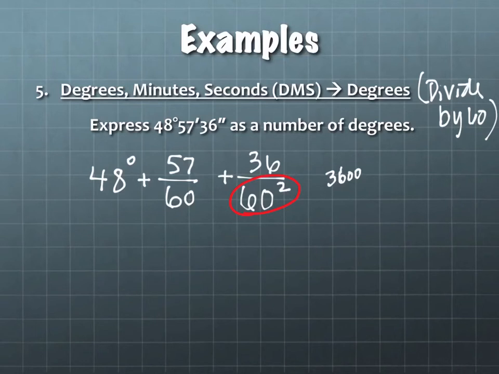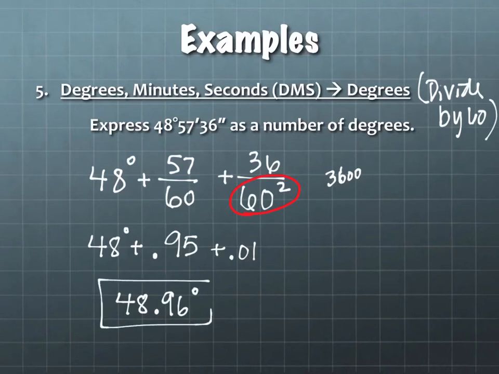Okay, so if you take your calculator, you'll take your 48. We have 57 over 60. So my 48 is still 48. I'm just separating them out just so you can see where the pieces are coming from. This piece in the middle is 0.95. And then we have 36 divided by 3,600. And we have 0.01 back here at the end. If we add all those pieces together, we get 48.96 degrees.